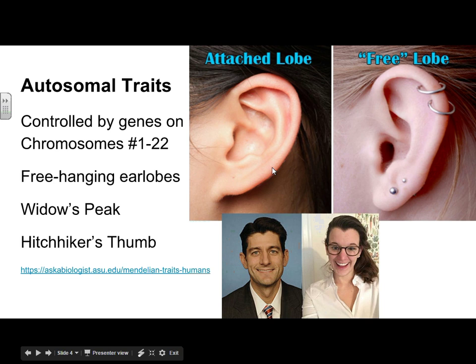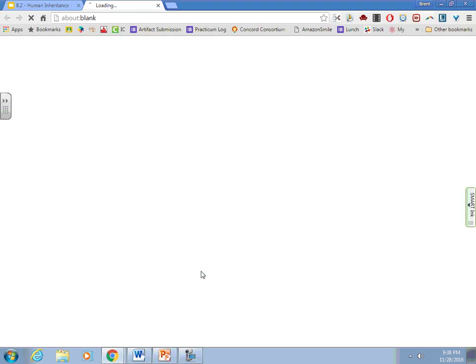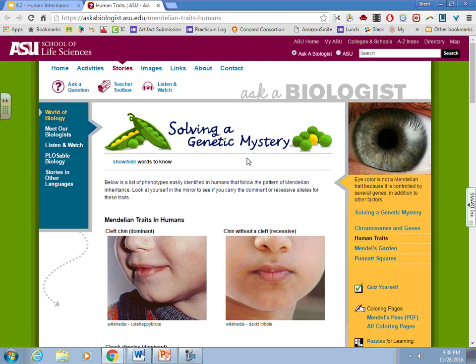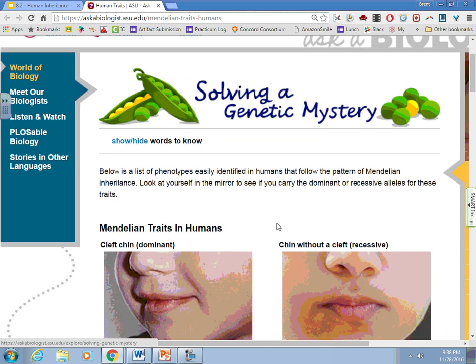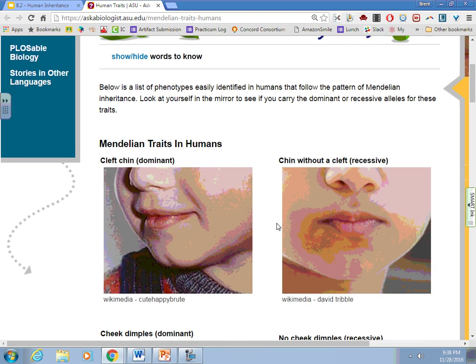Widow's peak, as I've shown again. Speak of the house, Paul Ryan has a very prominent widow's peak, and this girl whose picture was on a Wikipedia page does too. Don't know who it is. And we saw hitchhiker's thumb in the previous slide. This site has a couple other ones. There is some debate over whether these are truly single genes. Not 100% sure, but for our purposes, they work.